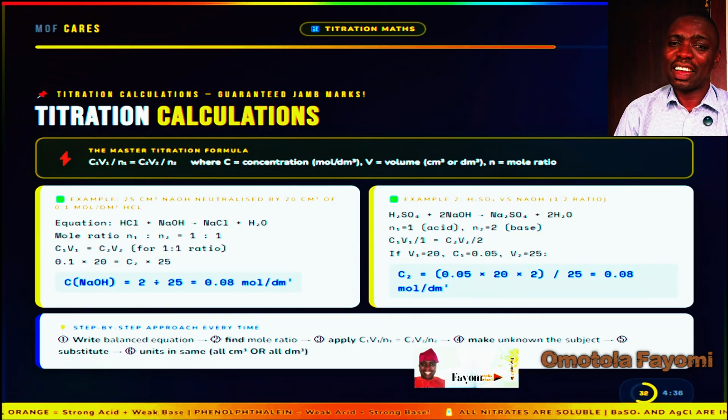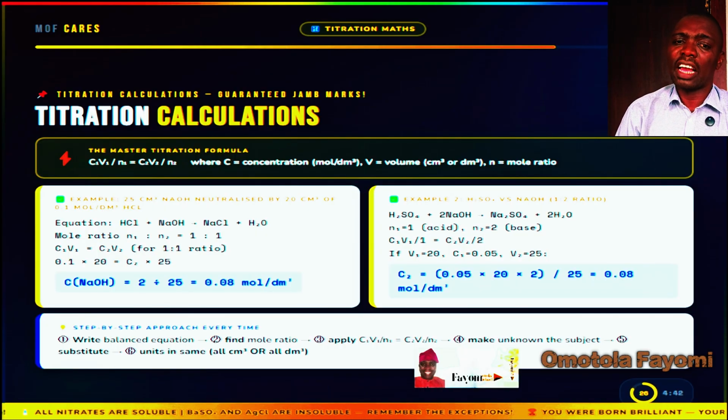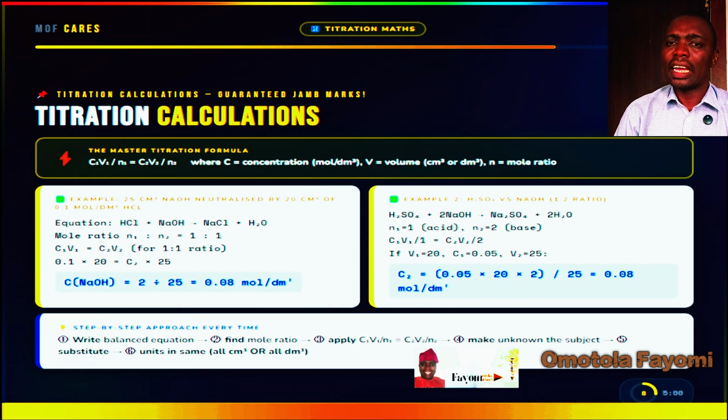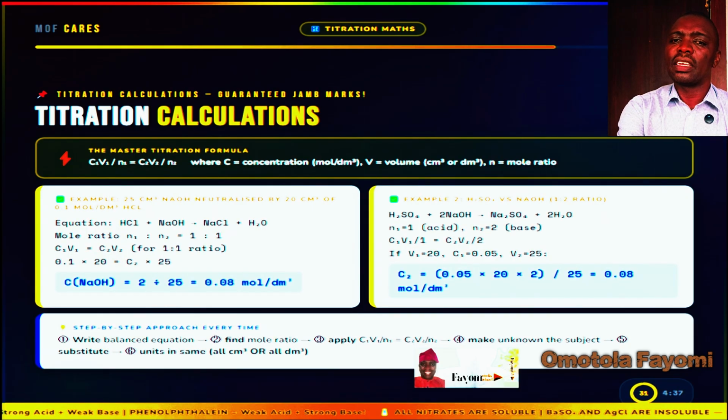And now the calculations that appear in every JAMB chemistry paper on this topic. Master this formula and you will always get the titration calculation right. The master formula is C1V1 divided by N1 equals C2V2 divided by N2, where C is the concentration in mole per dm cube, V is the volume in the same units, and N is the mole ratio from the balanced chemical equation.